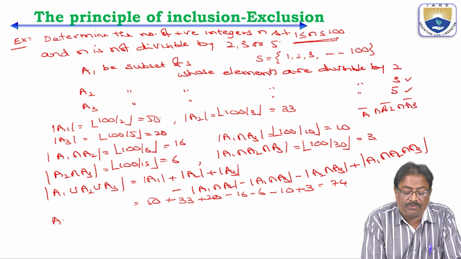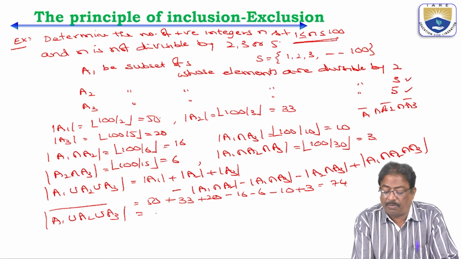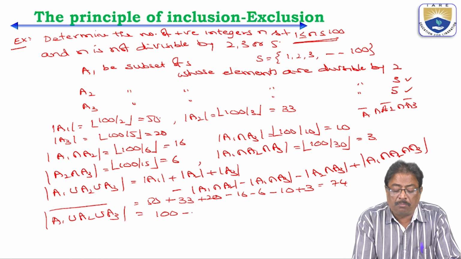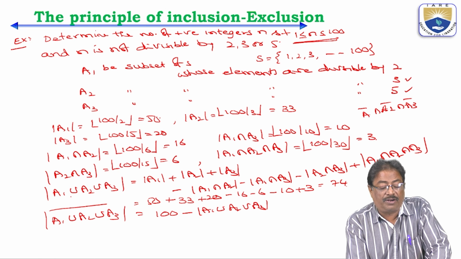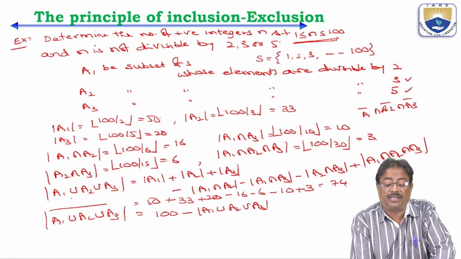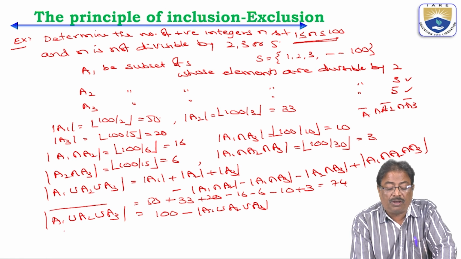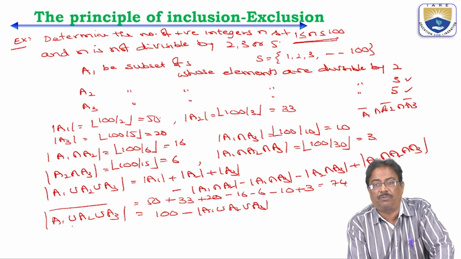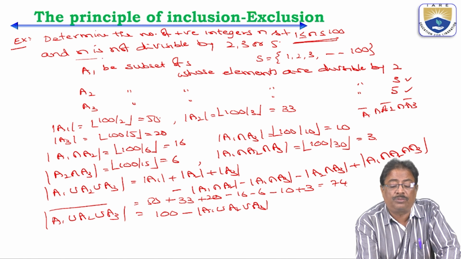Now I am going to calculate the complement of A1 union A2 union A3. It is nothing but the total number, 100, minus A1 union A2 union A3. What does the union represent? At least one of the elements, the number of elements which are divisible by either 2 or 3 or 5. So its complement means the number of elements which are not divisible by 2, 3 or 5. That is the main question.